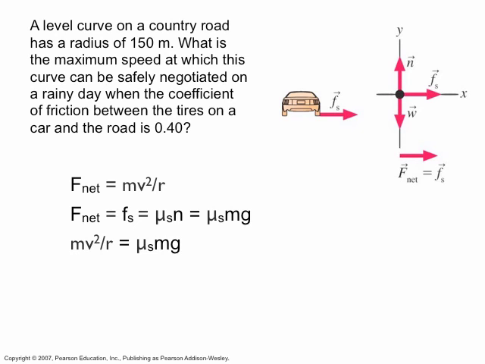Banking is when a car is on not a level horizontal surface, but an angled surface, an incline, such as a racing car going around a track that's banked quite a lot. It's at a steep incline.